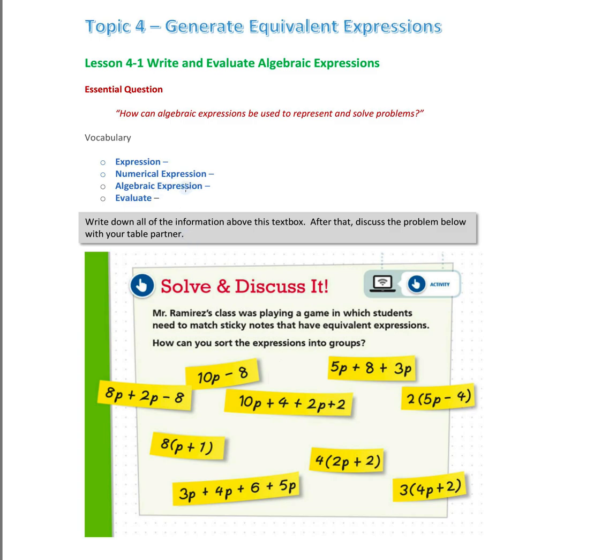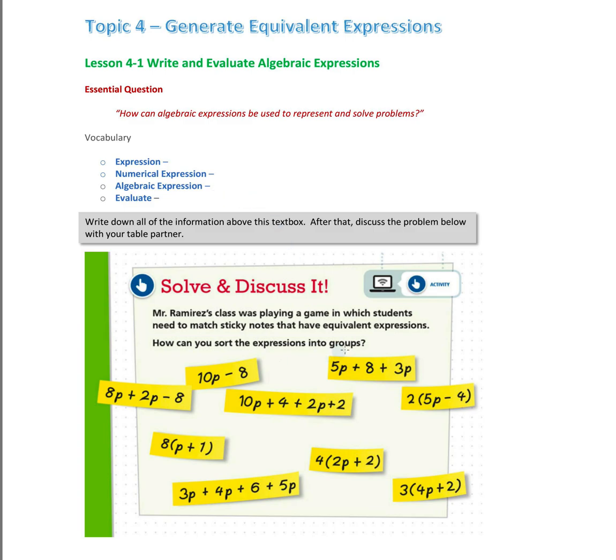Then we have an algebraic expression, and there are some examples of these down here. Algebraic expressions can have numbers and symbols, but they have a variable in them as well. So if there's a variable anywhere in it, it's called an algebraic expression. Interestingly, some textbooks call it a variable expression. Perhaps that's a more simplistic name, but it really means the same thing.